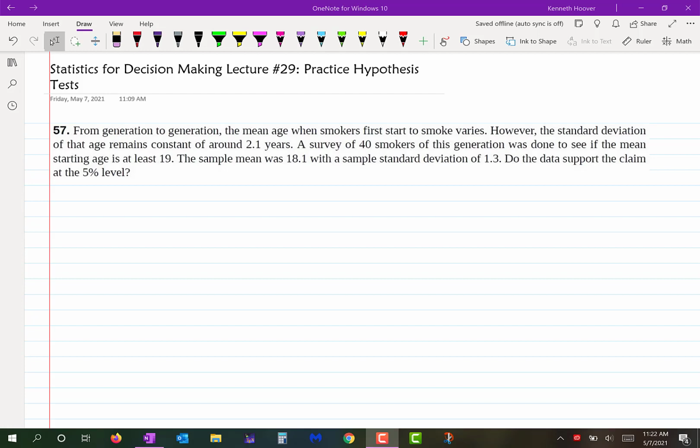From generation to generation, the mean age when smokers first start to smoke varies. However, the standard deviation of that age remains constant around 2.1. So they're telling us the standard deviation of the population there. Okay, let's write that down. This is going to be important. So they're telling us sigma.